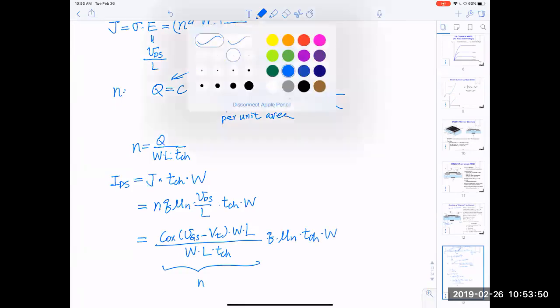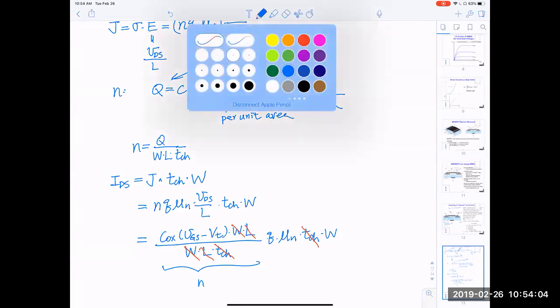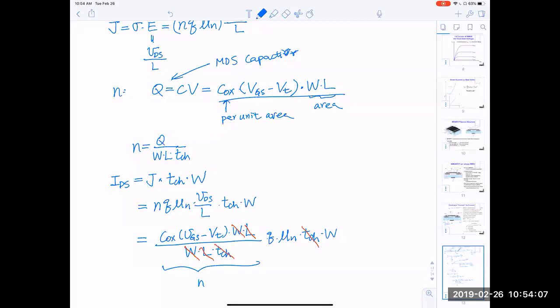Okay, so let's see, quite a few things can be canceled out. TCH cancels out, W cancels out here, and L cancels out. Oh, I haven't finished the original expression. It's J times NQ mu N times area. Actually, I left out the voltage. So VDS divided by L. Yeah, that's everything.